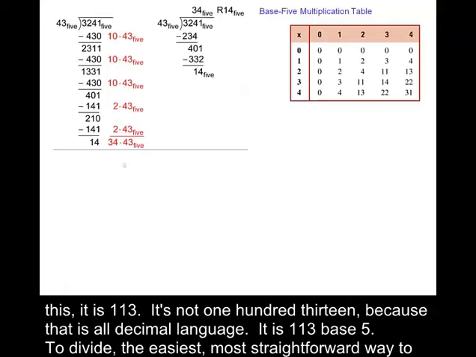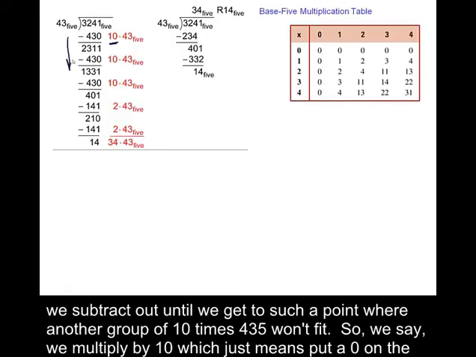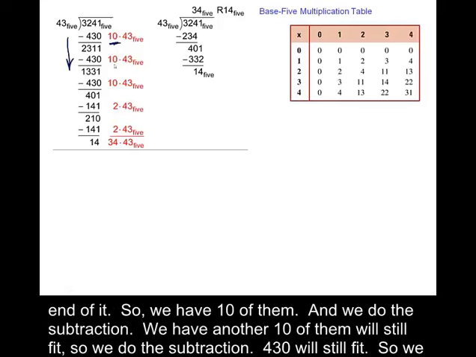To divide, the easiest, most straightforward way to divide is to try to take groups. And so we're going to use groups of 10 or 1, 0 with 43 base 5. And we're going to have several of these groups as we subtract out until we get to such a point where another group of 10 times 43 base 5 won't fit. So we say we multiply by 10, which just means put a 0 on the end of it. So we have 10 of them, and we do the subtraction. We have another 10 of them will still fit, so we do the subtraction.